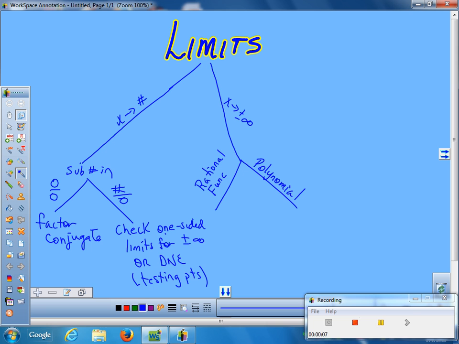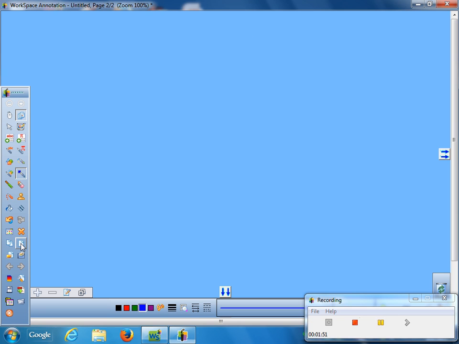Okay, can I switch screens yet? No, yes? Okay, so let's go work some problems with limits that go to infinity. Yes, you are correct in that. Buzz Lightyear does fit well with calculus. Okay.